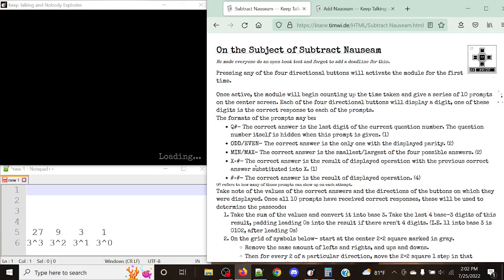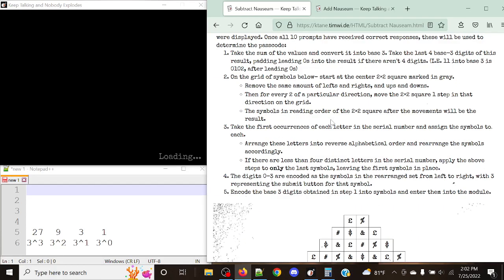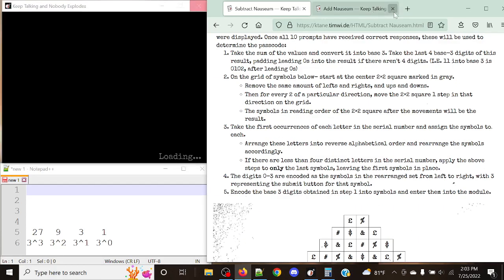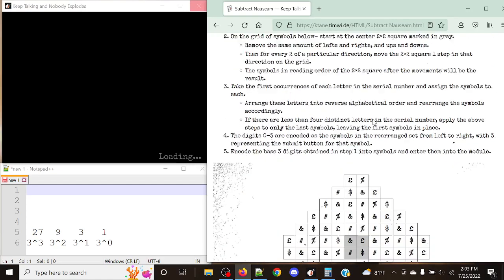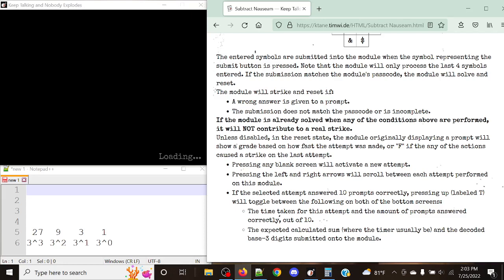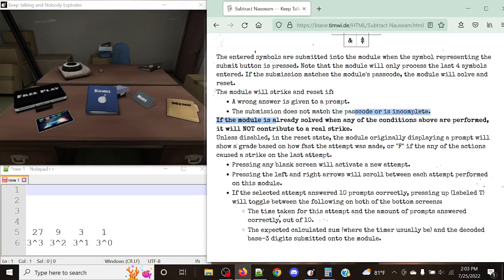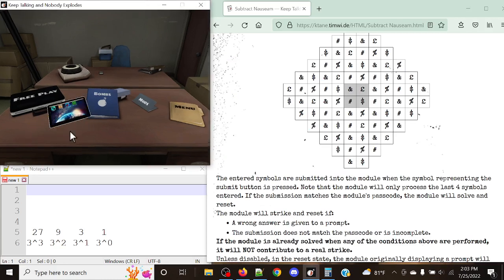I'm going to do this a little bit faster because now that you understand how this works, obviously we can go through this a little bit faster. I'm going to close ad nauseam as well. But yeah, those are the big differences. And the module will strike and reset if the wrong answer is given to the prompt, or the submission does not match the passcode, or is incomplete. Okay, so let's take a look.